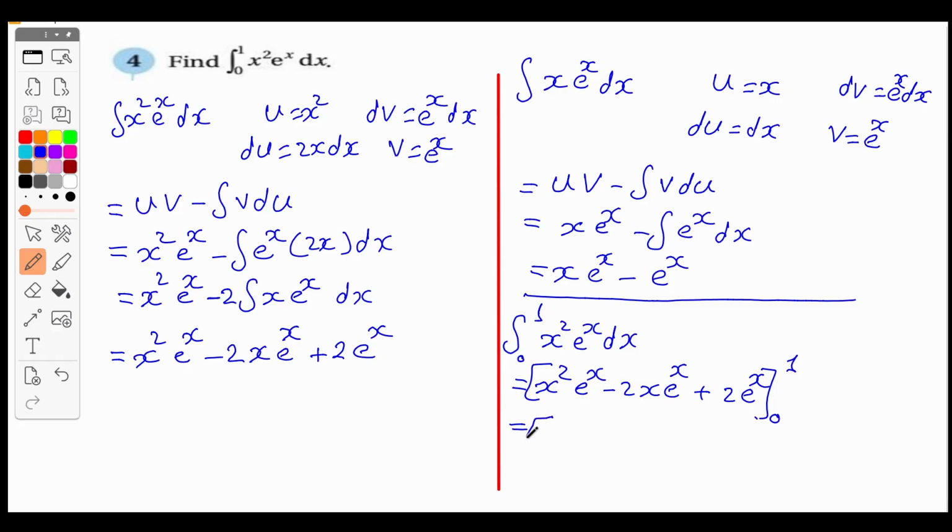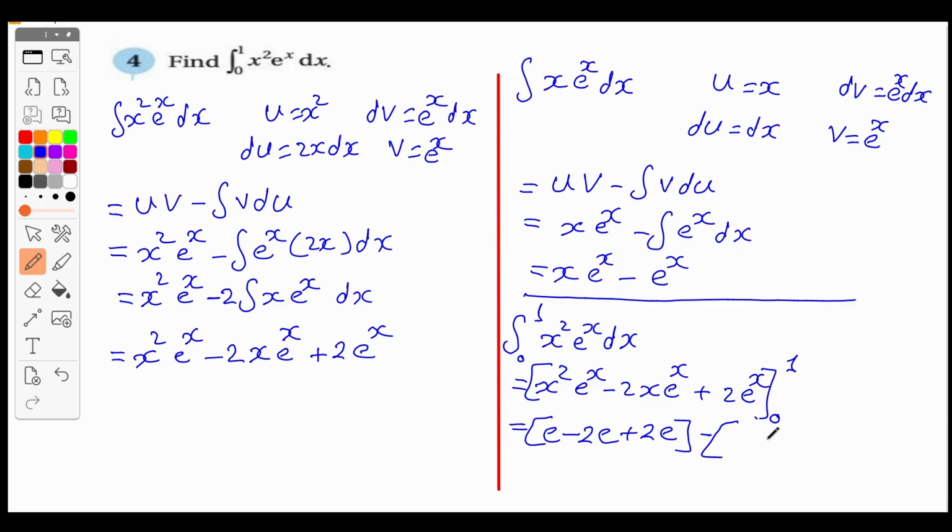So we say what here? 1 squared, which is 1, times e to the power of 1. That will be just e. Minus 2 times 1 times e to the power of 1, means minus 2e. Plus 2 times e to the power of 1, which is 2e. Now we finished plugging in 1.